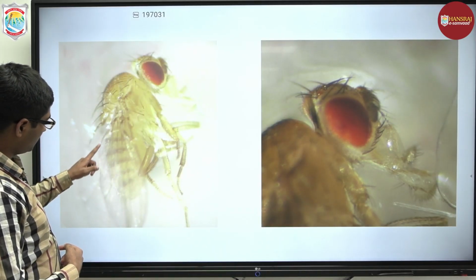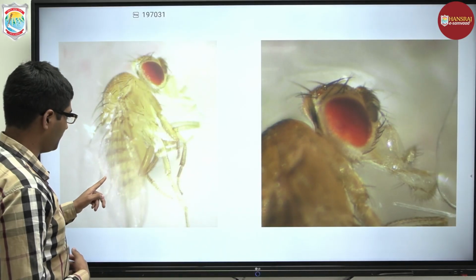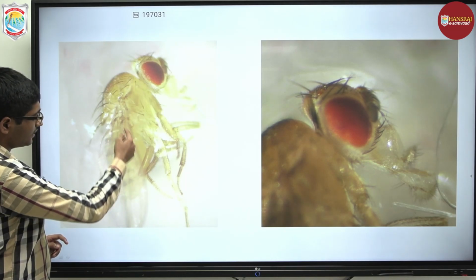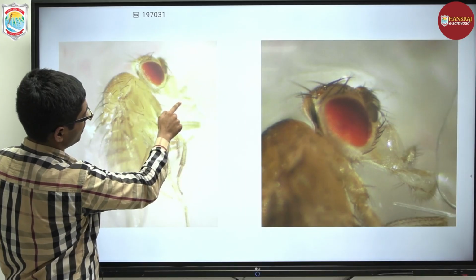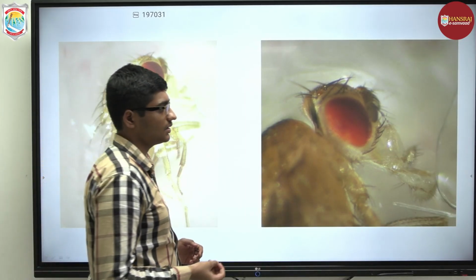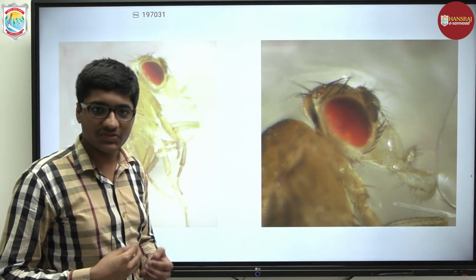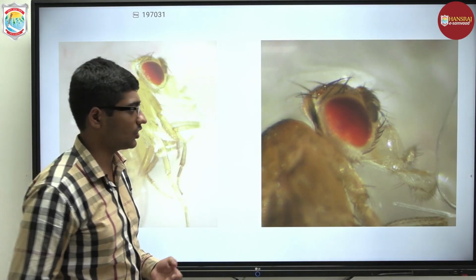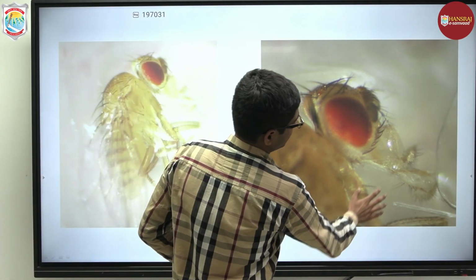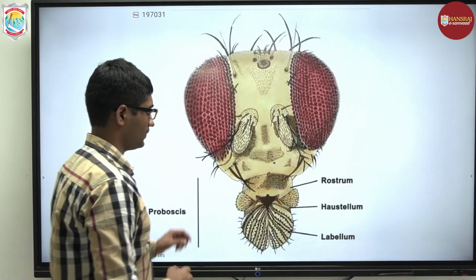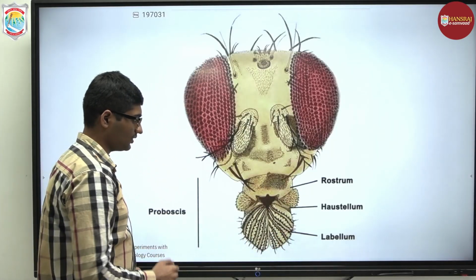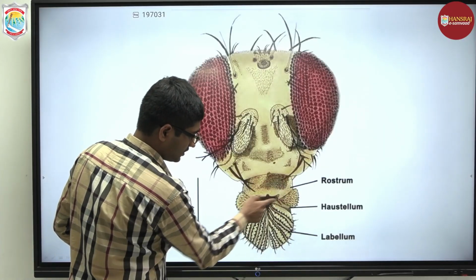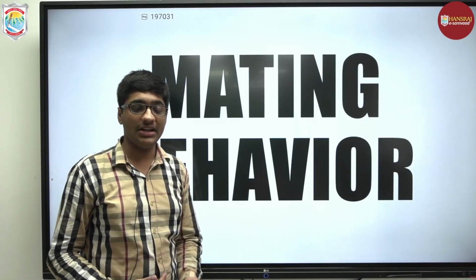So you can see this is a female adult fly. You can also see the iridescence in the wing, and this is the mouth part. It has sponging mouth parts to suck from fruits which are rotting or ripened enough. Okay, so this is a closer view. If we talk about the parts, this complete mouth part is called the proboscis, with this called the rostrum, haustellum, and then labellum.